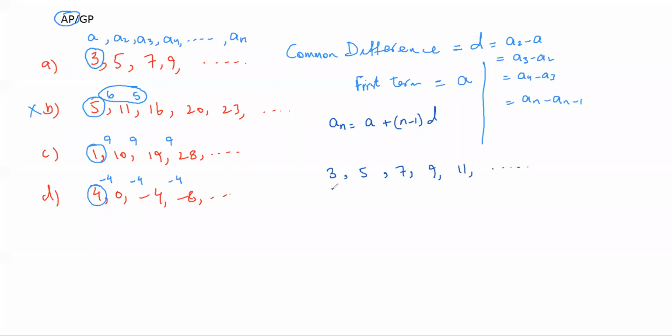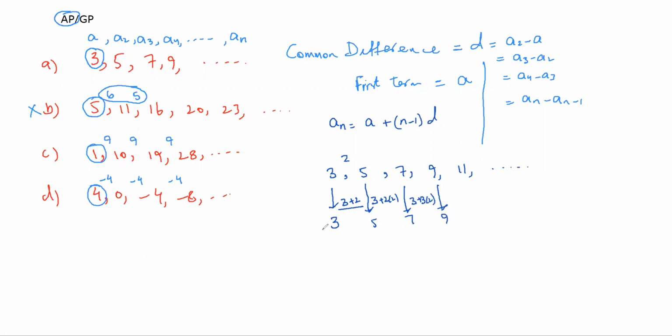Now, you know the first term is 3, and the common difference is 2. For the second term, how many times will you add 2 to it? The second term would be 3 plus 2, and that is 5. Now the third term would be 3 plus 2 into 2. That is going to give you 7. The fourth term would be 3 plus 3 times the difference, and that is going to be 9.